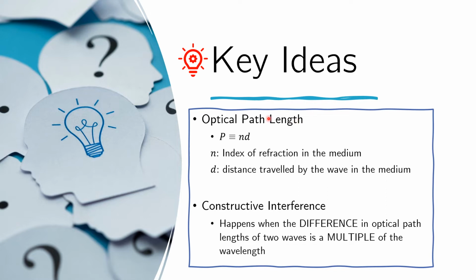For this problem, let us review the idea of optical path length. The optical path length P is defined as the product of the index of refraction and the distance traveled by the wave in that medium. And constructive interference happens when the difference in optical path lengths in different media is a multiple of the wavelength of the light that is traveling.